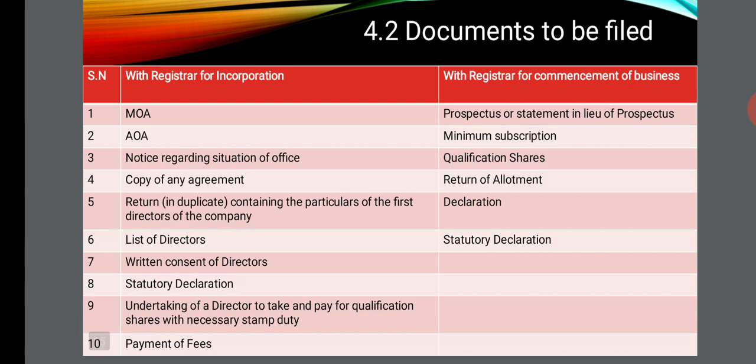Now, with the registrar for commencement of business: in the case of a public limited company, commencement of business is also required. So a prospectus or statement in lieu of prospectus, minimum subscription, qualification shares, return of allotment, declaration, and statutory declaration. These things are required to be submitted with the registrar for commencement of the business.